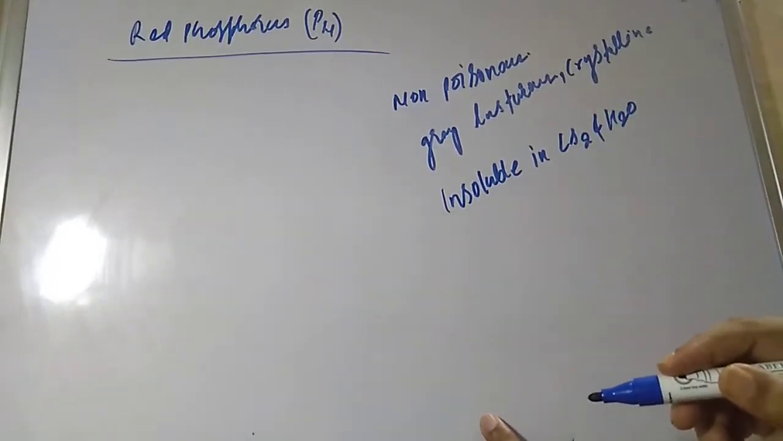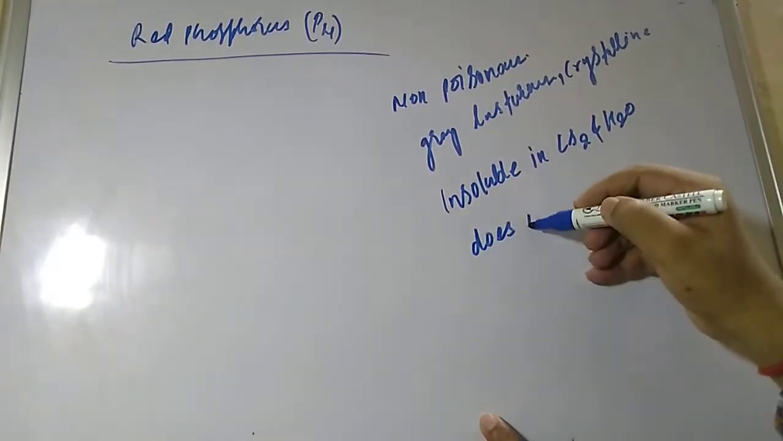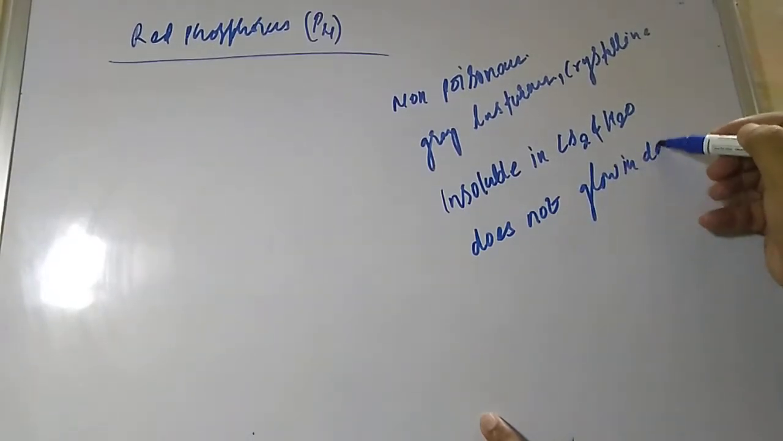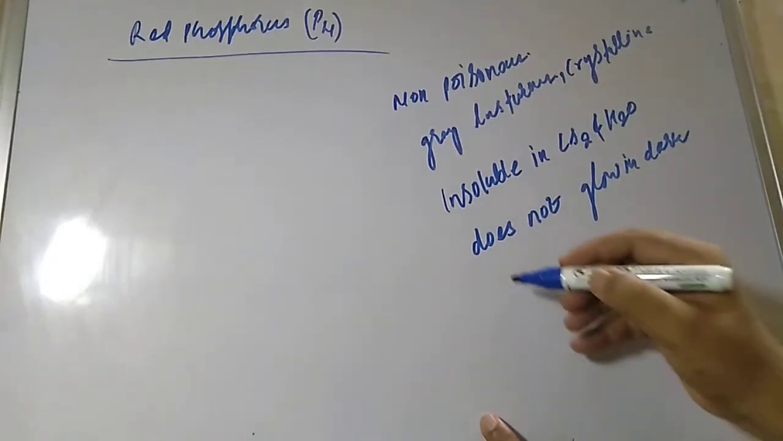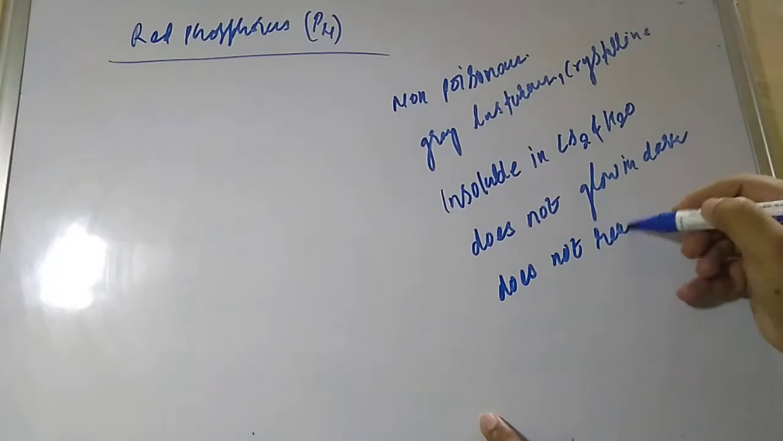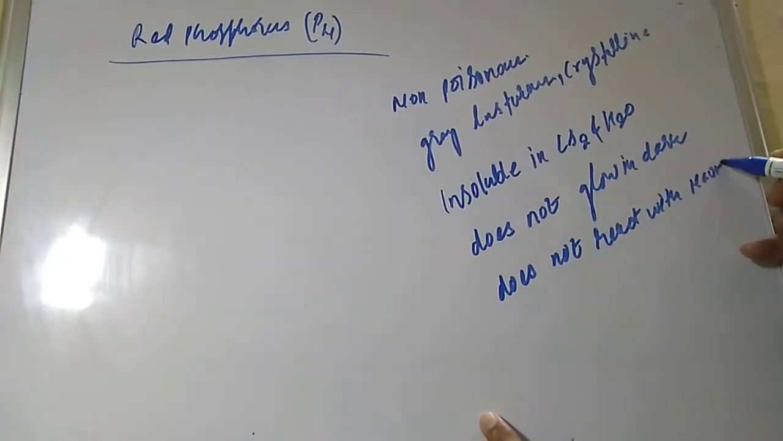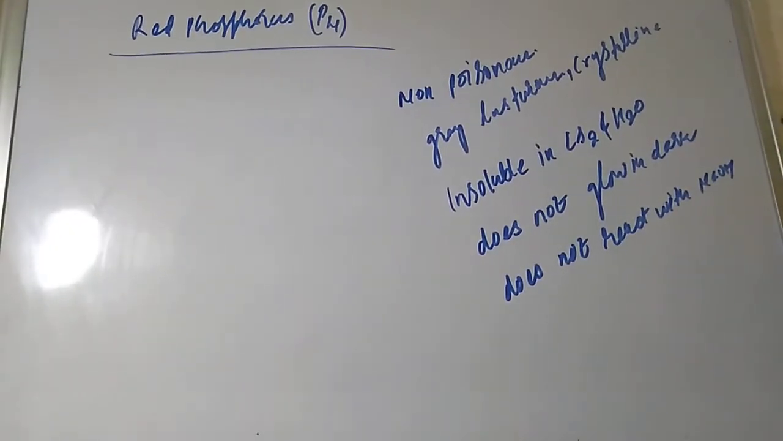These are the other properties. It does not glow in the dark, and it does not react with alkali. That is, it does not react to give PH3. So this is all about the red phosphorus.